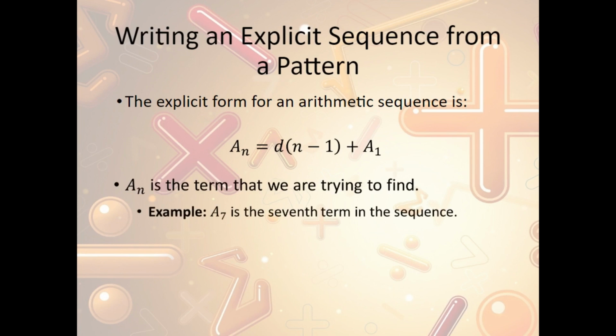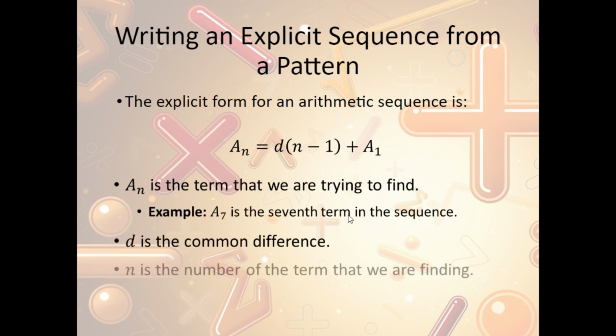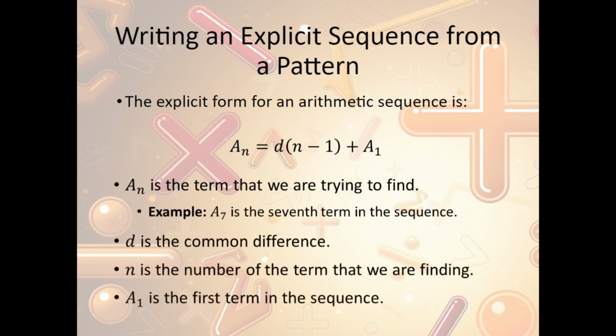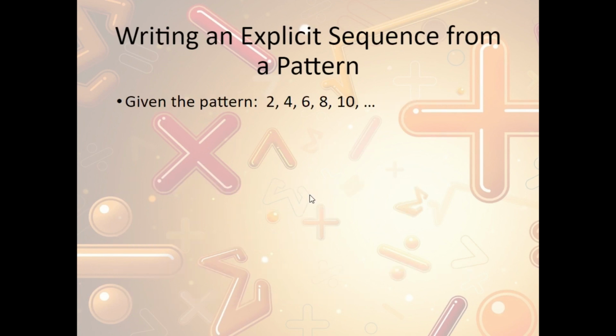So for instance, a_7 is the 7th term in the sequence. d is the common difference. n is the number of the term that we're trying to find. And a_1 is the first term in the sequence. So let's look at an example.